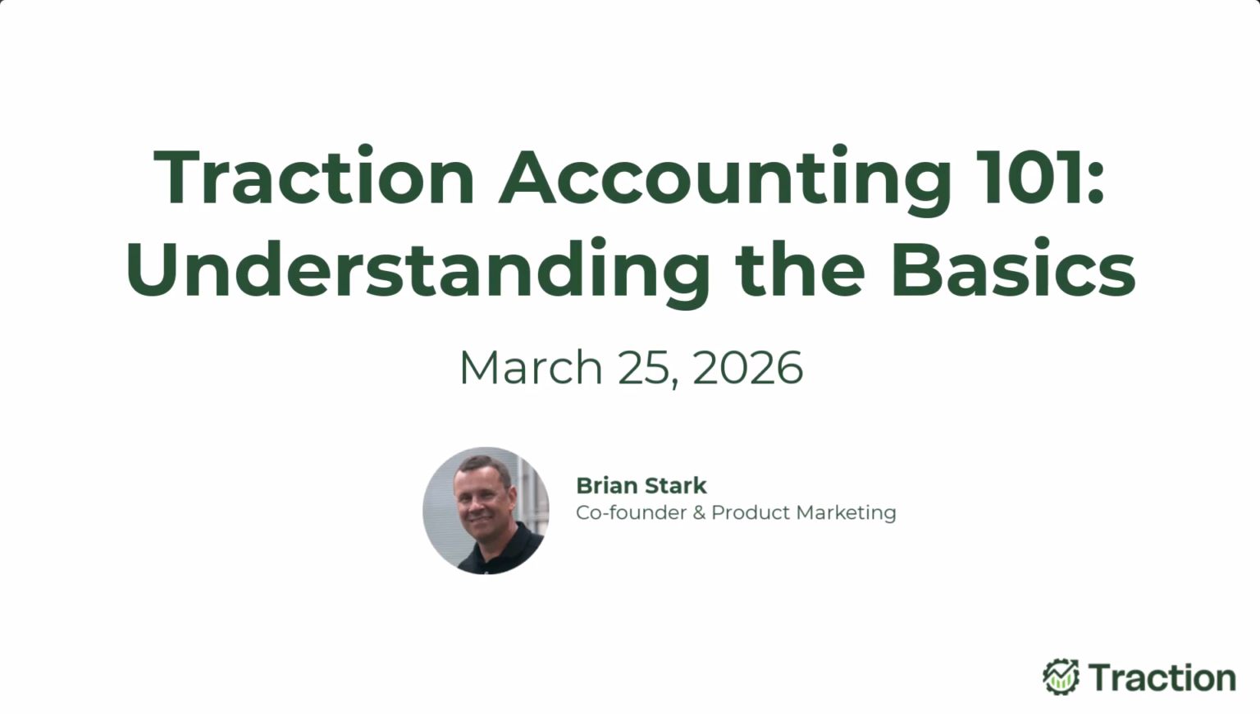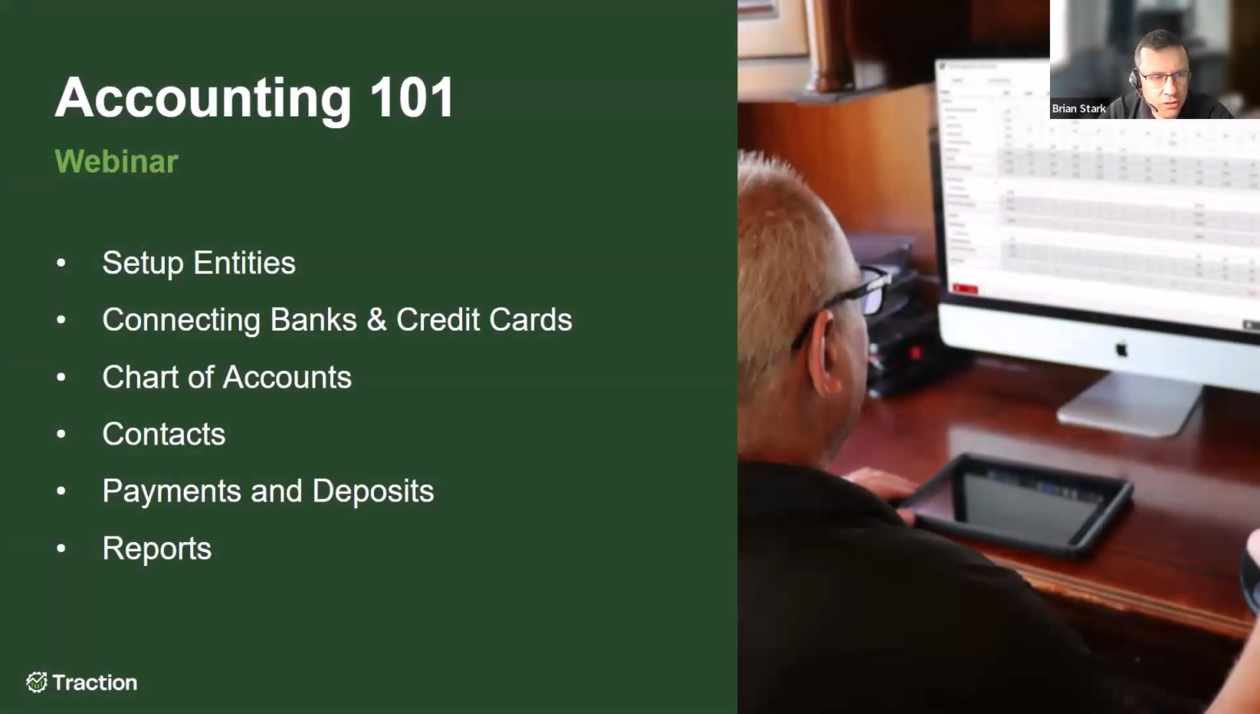So some of the things I'll be covering this morning, we're just really covering some basic things in Traction. I'll be setting up an entity, talking about connecting banks and credit cards with Plaid, or you may not want to. Either or, we'll kind of cover both options. Then we'll deep dive into the chart of accounts. We'll show you how that works and maybe some things to kind of clean up your chart of accounts if you've already started Traction. We'll touch on contacts, payments, and deposits, and then get in some different reports.